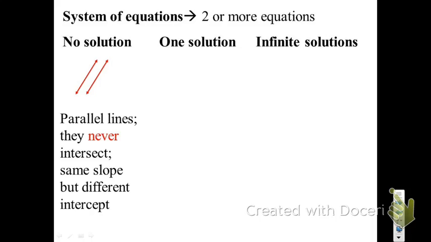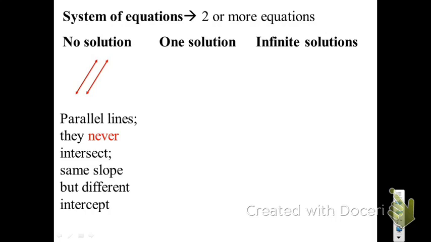A system of equations is two or more equations. We've gone over this quite a bit. There are three different kinds of solutions you're going to get to a system of equations. The first one is no solution. The second one is one solution. The last one is infinite solutions. A no solution occurs when the two lines never intersect. They have the same slope but different intercepts.